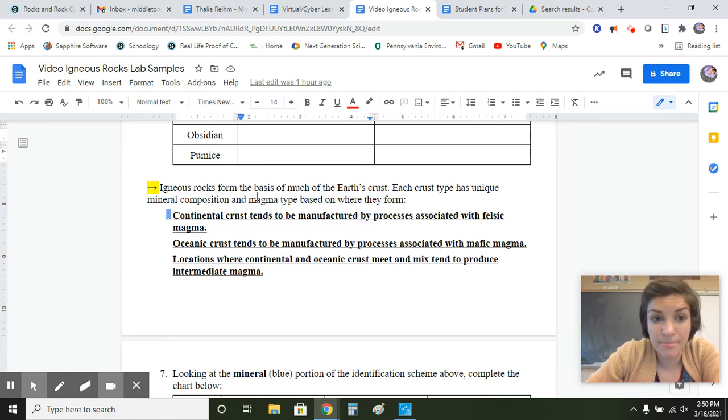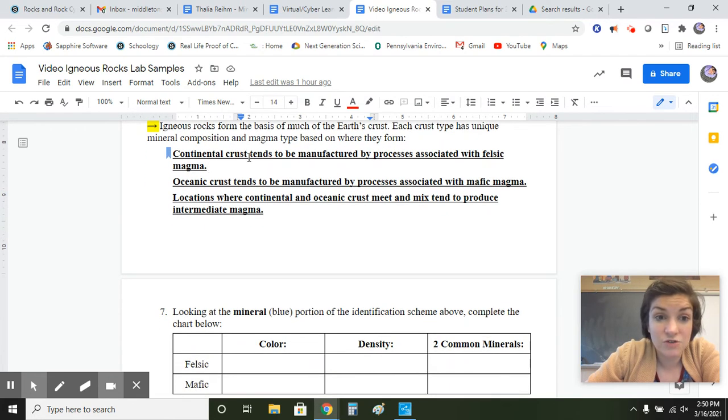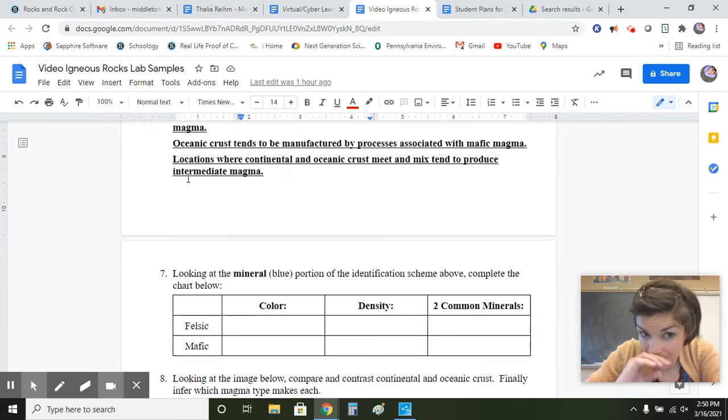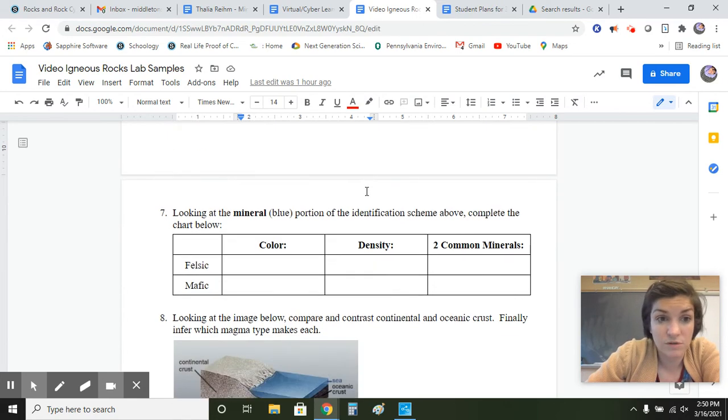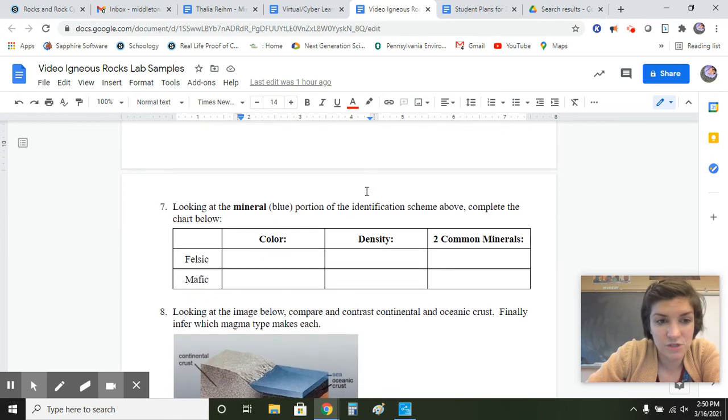Igneous rocks form the basis of much of Earth's crust. Earth's crust types have unique mineral composition and magma type based on where they formed. Continental crust tends to be manufactured by processes associated with felsic magma. So continental crust equals felsic magma. Oceanic crust tends to be manufactured by processes associated with mafic magma. So oceanic crust, you should think mafic. Locations where continental and oceanic crust meet and mix tend to produce intermediate magma. So like in between, if that helps you. Intermediate, in between, kind of the same start.